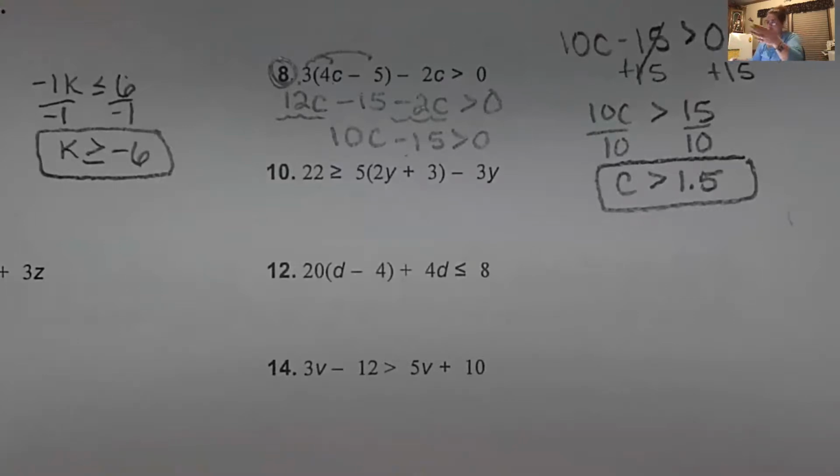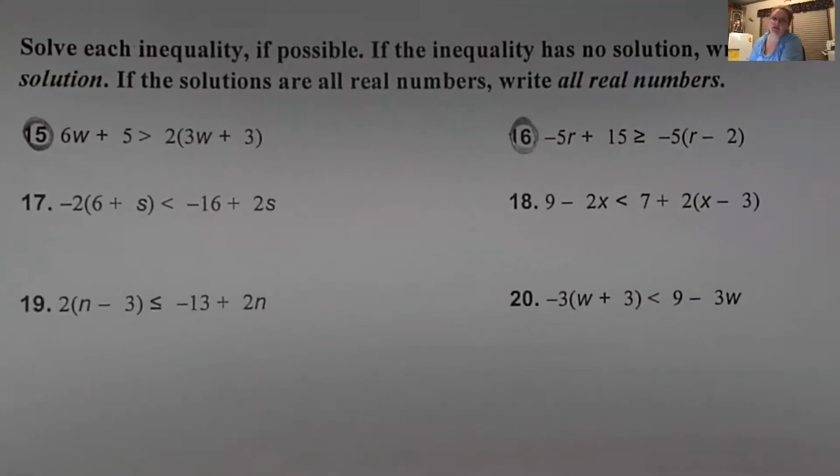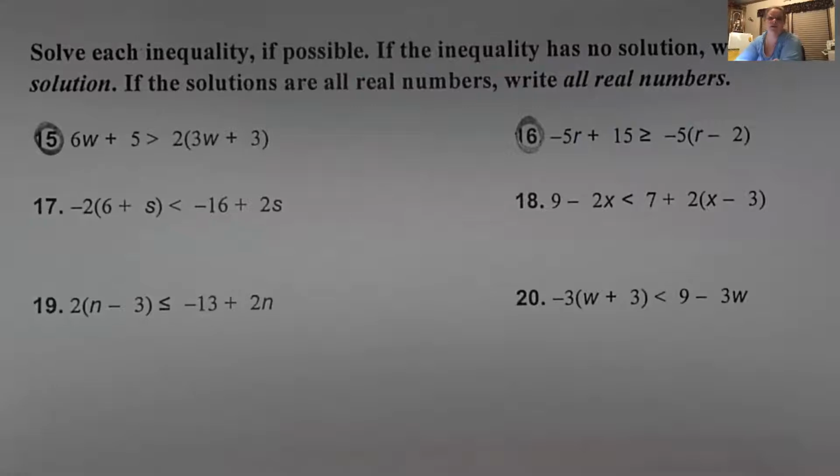Okay, then we're going to keep working our way down, and we're going to get to number 15 and number 16. And now it says solve each inequality if possible. If the inequality has no solution, write no solution. And if they have all real numbers, write all real numbers. Now you got to remember, what do those two things mean?